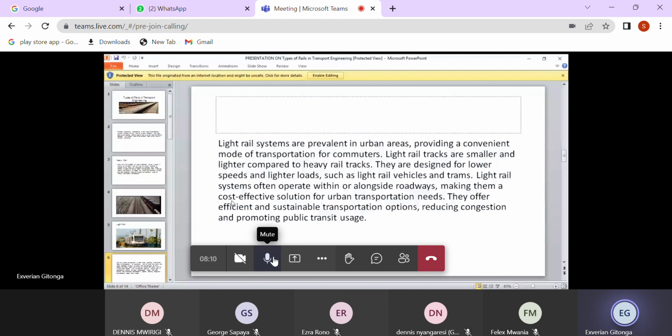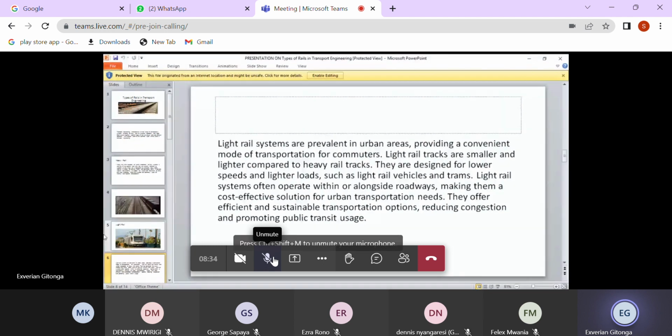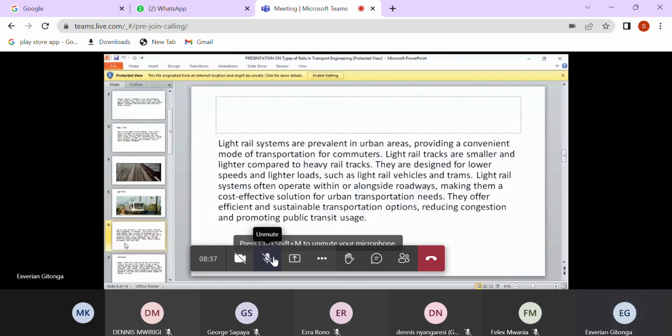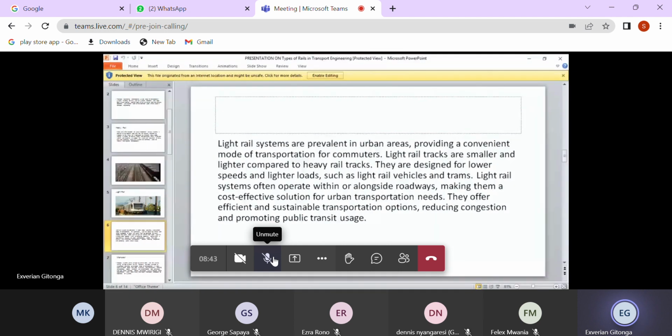So light rail systems often operate within or alongside the roadways. Okay, those are the main places where you can normally find them. So they offer efficient and sustainable transportation options, thus reducing congestion and promoting public transit usage. So light rail systems are prevalent in urban areas. They provide a convenient mode of transportation for commuters. So they are smaller and lighter compared to the other type.